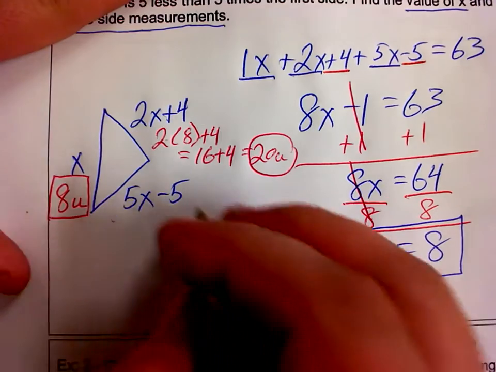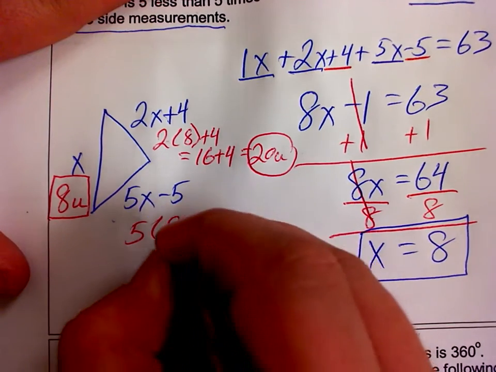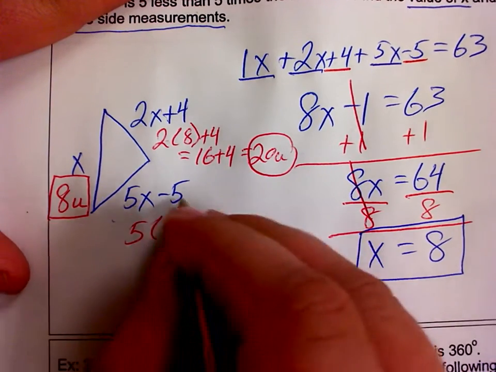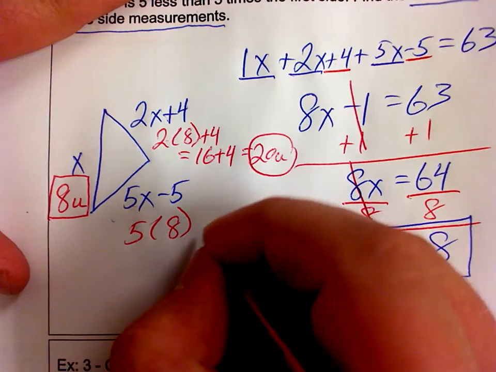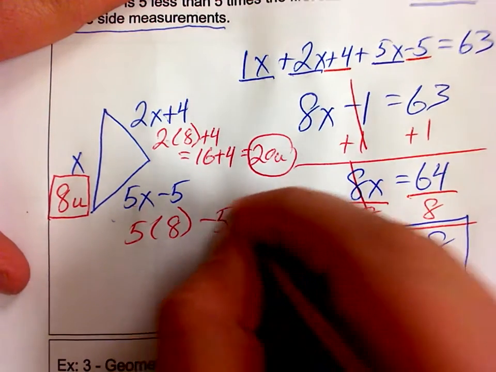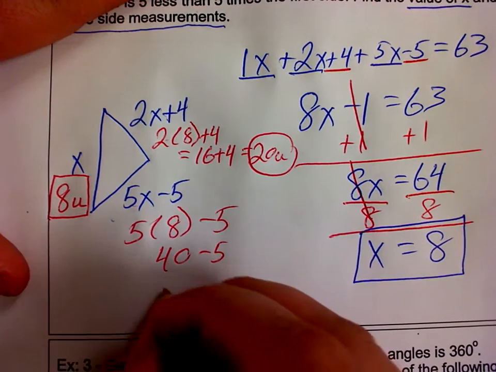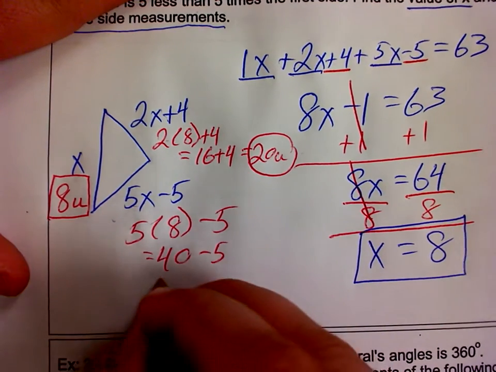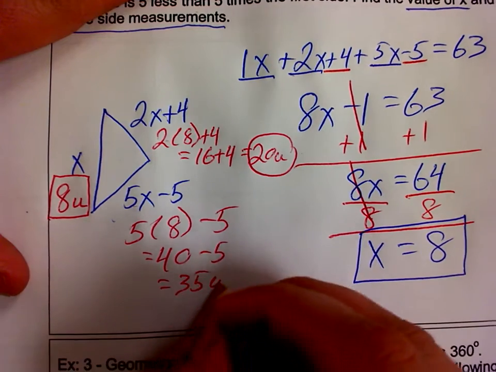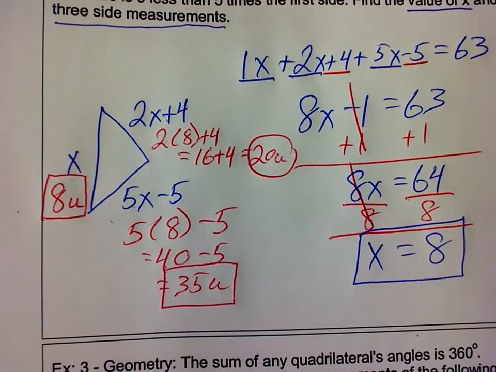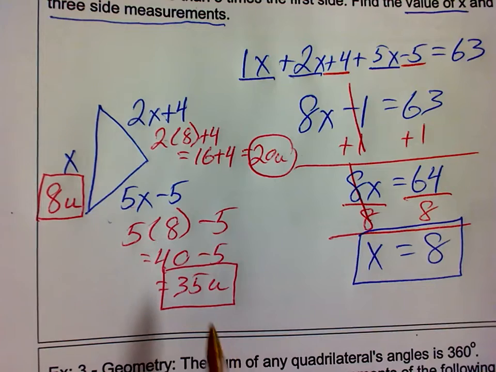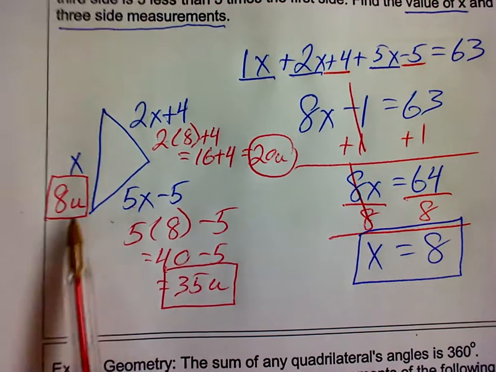Okay? Plug in 8 into this final one here, the 5x minus 5, my bad. So we end up with 5 times 8 minus 5. 5 times 8 is 40. 40 minus 5 ends up giving us 35 units. Okay? And how we can check that real quick is we can add all 3 sides together.